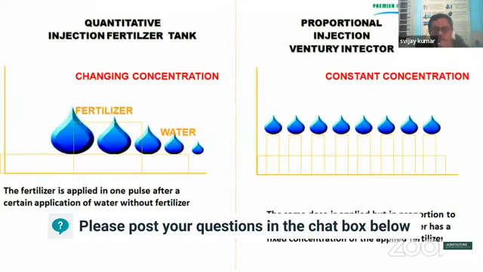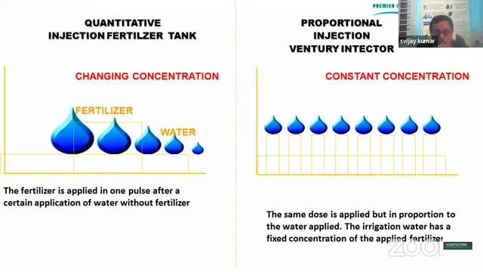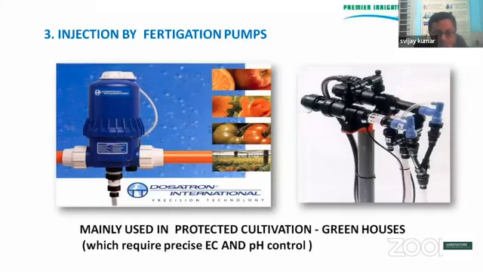So just to give you what I mean by the difference between applying through a Venturi and applying through a fertilizer tank, the one on the left is the fertilizer tank, where you can see that the fertilizer concentration is the highest at the beginning and then slowly goes on decreasing. Whereas in the case of a Venturi, the concentration that you have prepared in the master tank remains constant throughout. So that is the main advantage. As you can see, the water and fertilizer will get uniformly injected into the drip irrigation system.